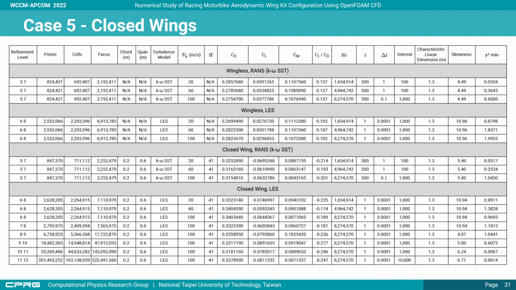The table shows a comparison of the INS model and LES model. Notice the right-hand side, the Y plus value. While the refinement level increased, the Y plus value decreased. It brings us higher accuracy of the converged results. With the appropriate facilities here in CPRG, we could create a case using 0.16 billion cells.